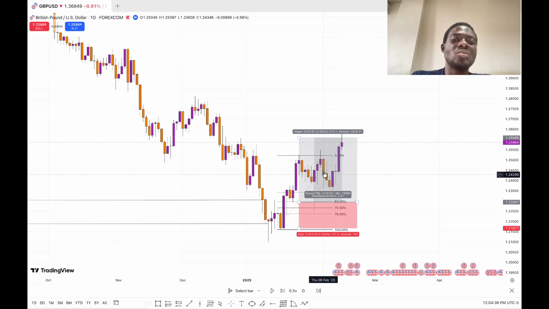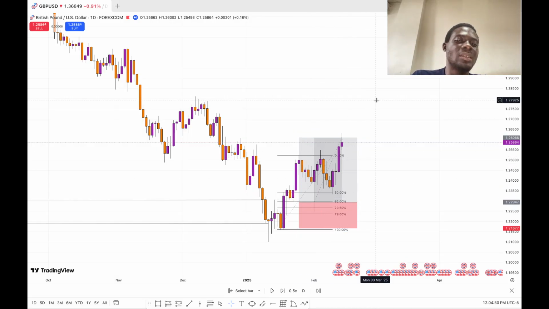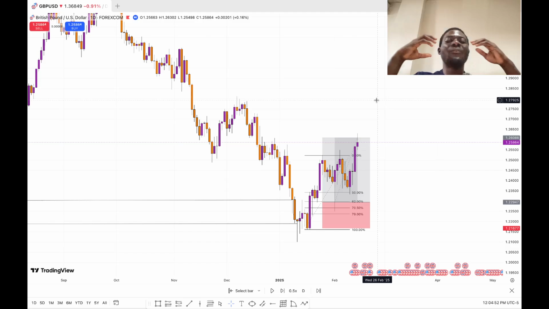So now in panic, you sell. You say, because price has shown three bearish candles, it's going to go down, so I'm going to chase it downwards. Then you chase it downwards, and what happens? You just mess up your account. Why? Because now price has gone up again. Do you understand?